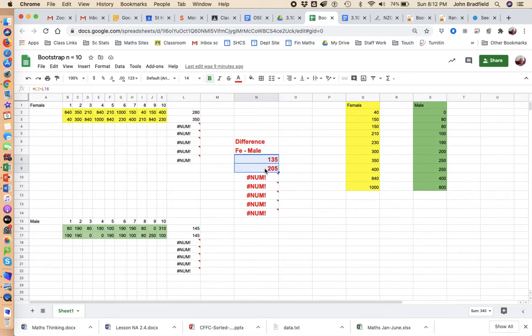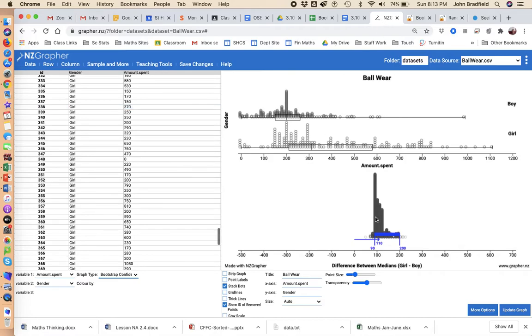So if I go back to NZ Grapher, this is a record of what we did in the class for bootstrapping twice. 135 and 205 are the differences, female median minus male median. If I go back here, you can see 205 would be about here, and 135 would be in here. And all of these dots stacked up are the result of that process.